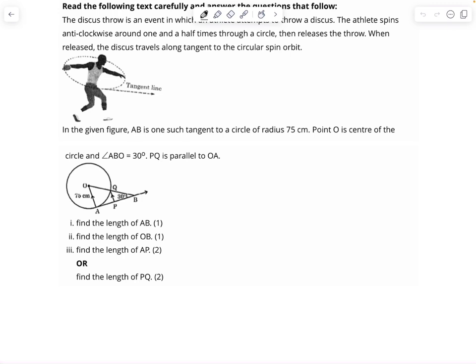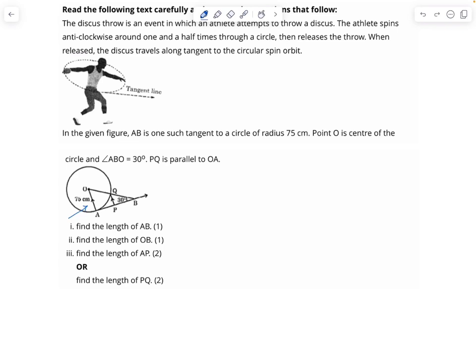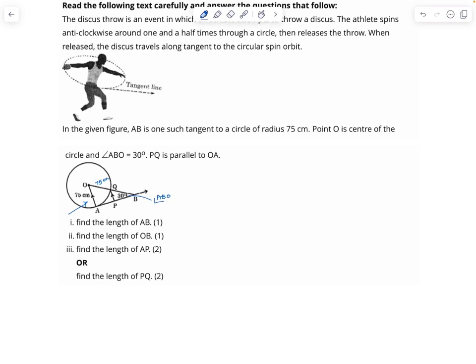Point O is the center of the circle and angle ABO is 30 degrees. PQ is parallel to OA. Let's observe the parts of the diagram. The radius OA is 75 cm. OQ is also the radius of the circle, so it is also 75 cm. And angle ABO is 30 degrees. The angle OAB, that is the angle at the point of contact of the radius and the tangent, is 90 degrees. PQ is parallel to OA, so angle QPB is also 90 degrees, since it is the corresponding angle to OAB. Question 1. Find the length of AB.